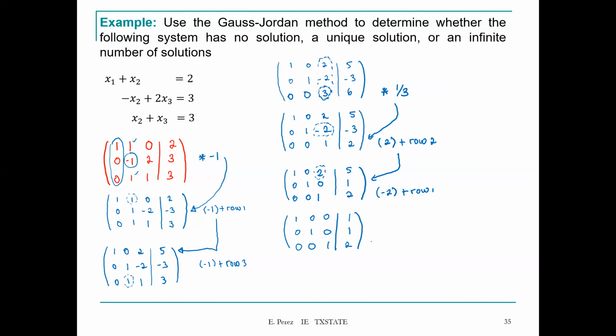Okay, so at this point, we have completed the process. And the question now is, what is the solution? And if the solution is unique, or we have an infinite number of solutions, or if the problem has no solution. So this is the solution that we get. X1 equals 1, X2 equals 1, and X3 equals 2.